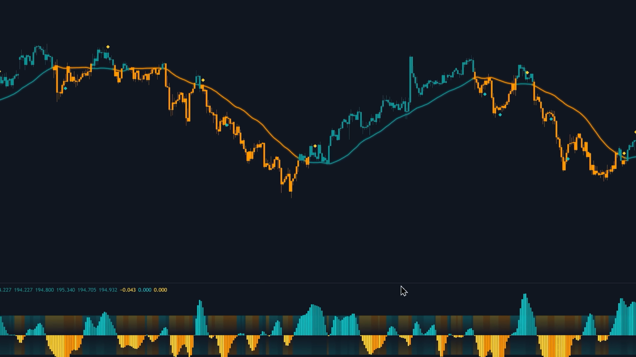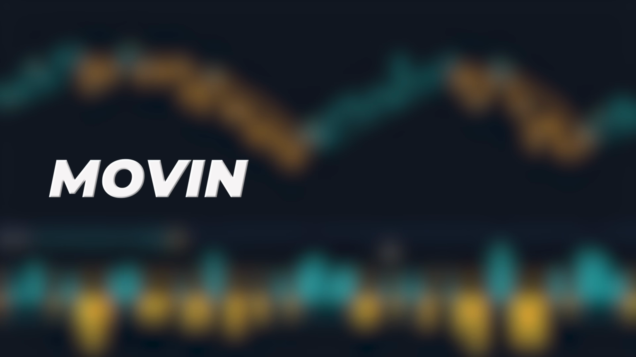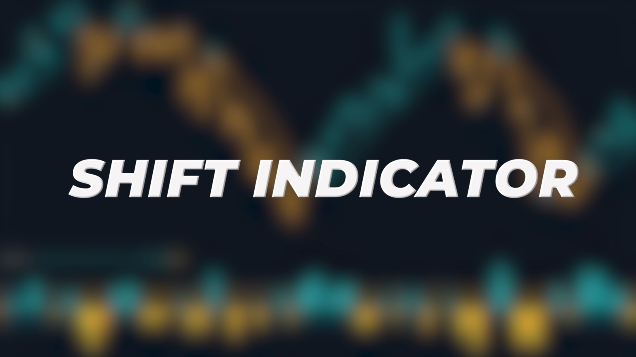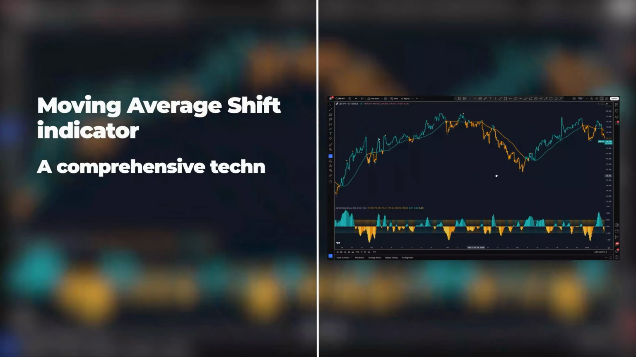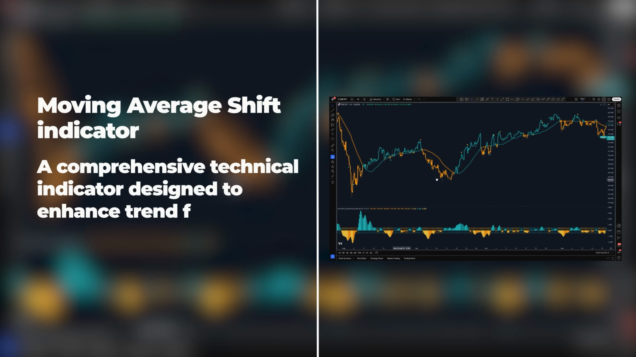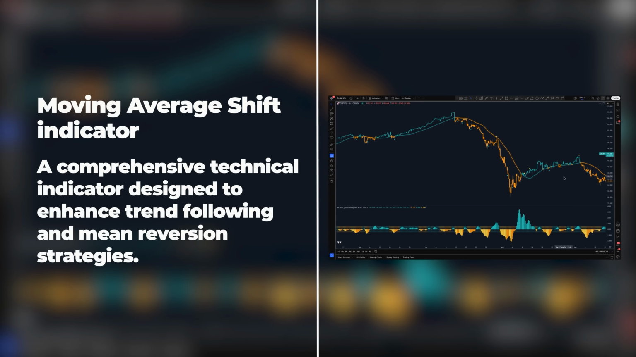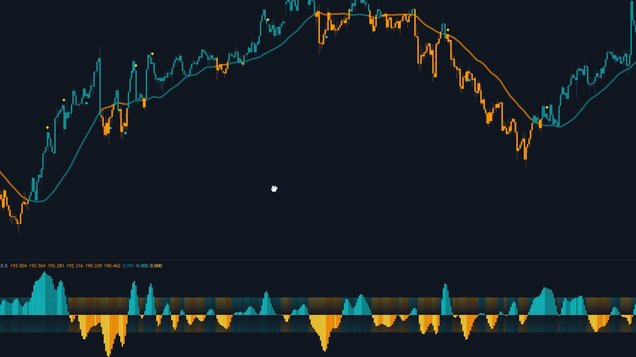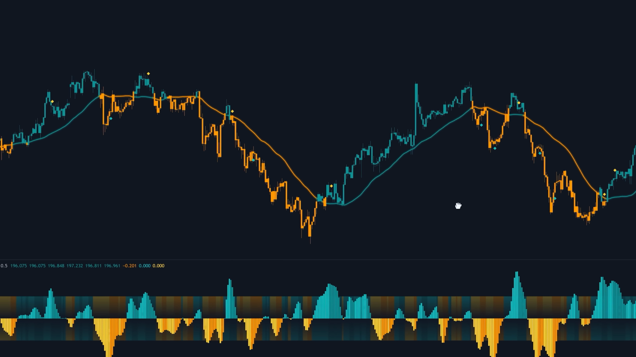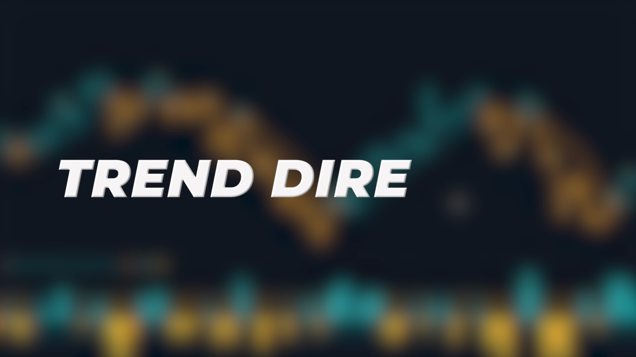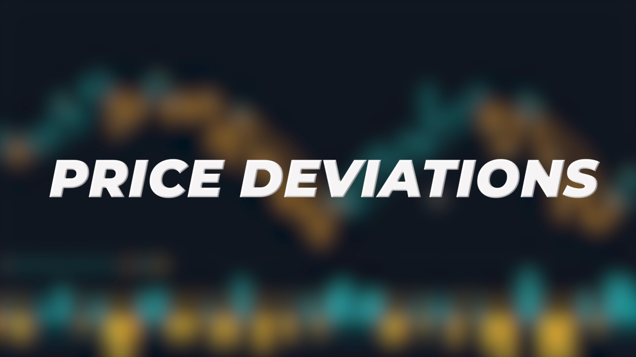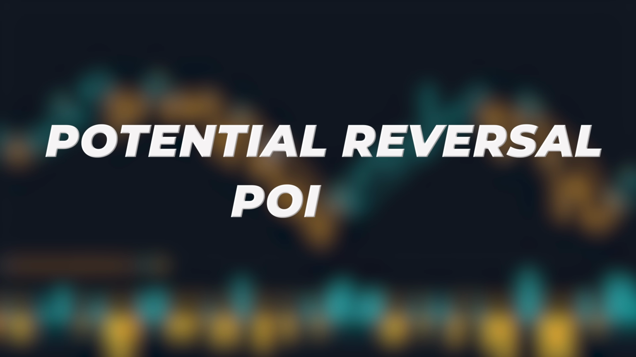Ladies and gentlemen, this is the all-powerful Moving Average Shift indicator by Chart Prime. It's a comprehensive technical indicator designed to enhance trend following and mean reversion strategies. It combines various moving average types with a proprietary oscillator to visually indicate trend directions, price deviations from the moving average, and potential reversal points.